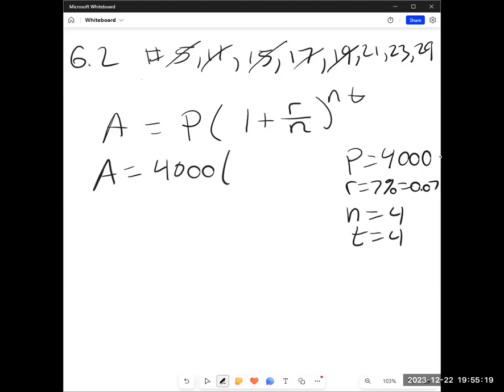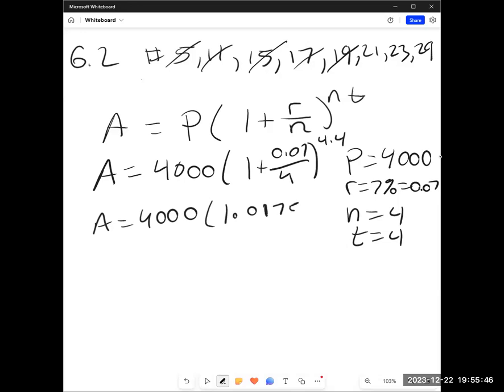So A equals 4,000 times 1 plus 0.07 over 4, to the 4 times 4. A equals 4,000 times 1.0175 to the 16. And this is the calculator time.